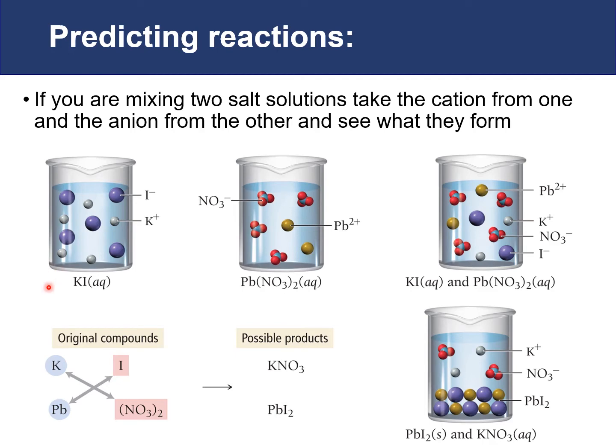So if we take our potassium iodide and react it with lead nitrate, we would initially have the two mixed together. Our lead ions and our iodide ions would come together to form a solid that would precipitate and drift down to the bottom of our beaker in the form of lead iodide. We would have potassium ions and nitrate ions that would remain in solution.